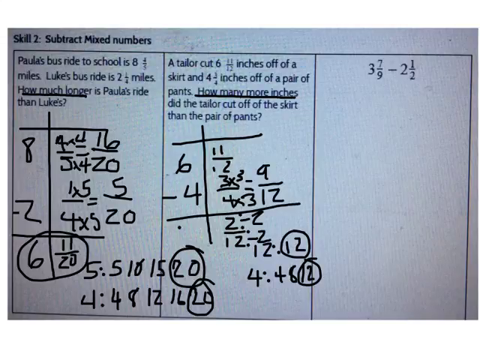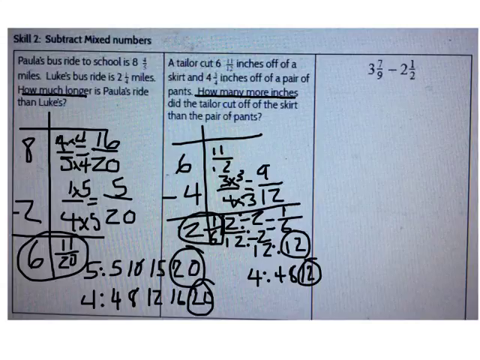When I divide 2 and 12 by 2, what's the simplified fraction? It's 1/6. So my fraction is 1/6. What's my whole number? What's 6 minus 4? It's 2. So my mixed number is 2 and 1/6.